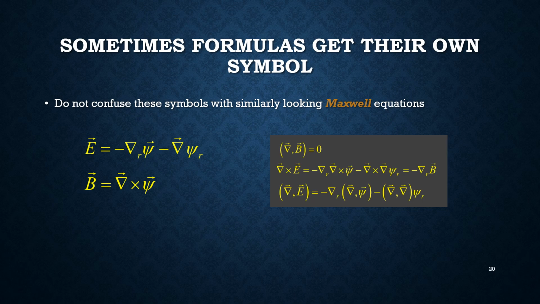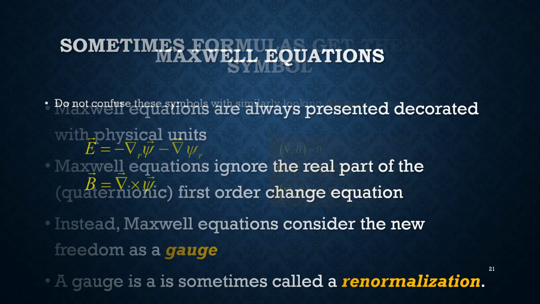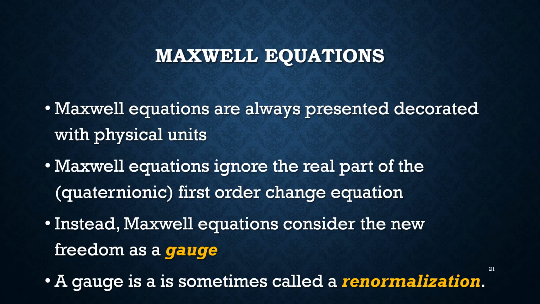Do not confuse these symbols with similarly looking Maxwell equations. Maxwell equations are always presented decorated with physical units. Maxwell equations ignore the real part of the quaternionic first-order change equation. Instead, Maxwell equations consider the new freedom as a gauge. A gauge is sometimes called a renormalization.